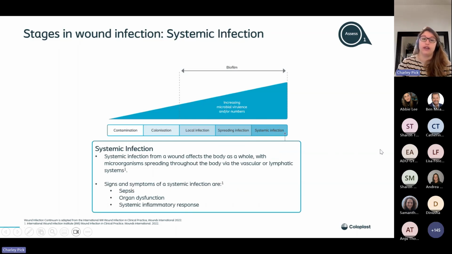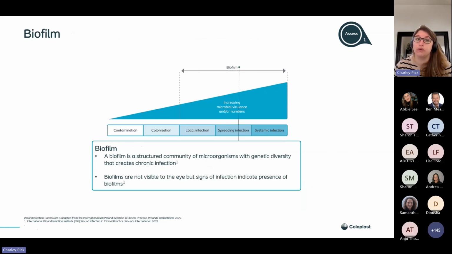And then your systemic infection, so this is where the infection from that wound starts to affect the body as a whole. So those microorganisms are spreading throughout the body via that vascular or lymphatic system. And this is when you're thinking about sepsis with your systemic infections. And the signs and symptoms are your sepsis, your organ dysfunction, and your systemic inflammatory response. So you are really concerned about your patients at this point.